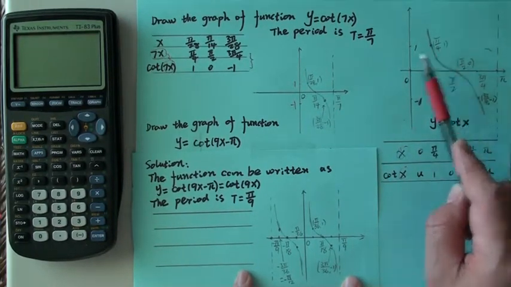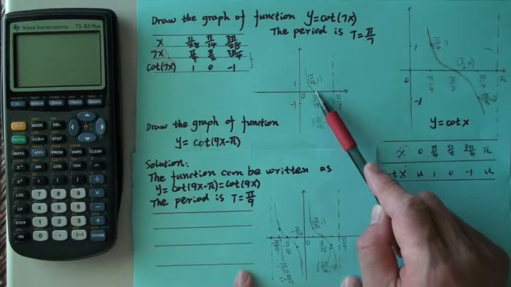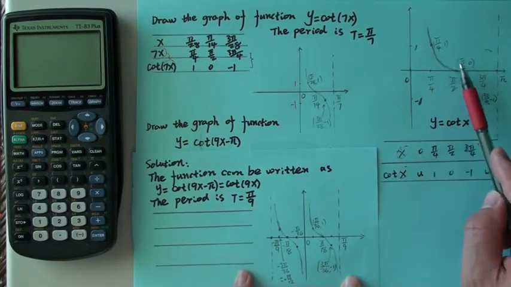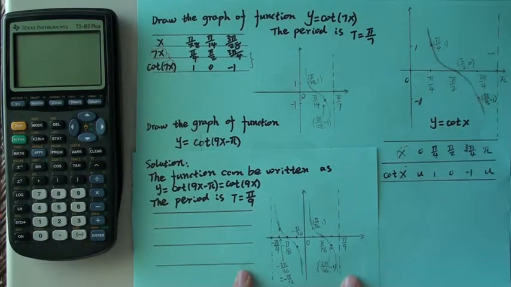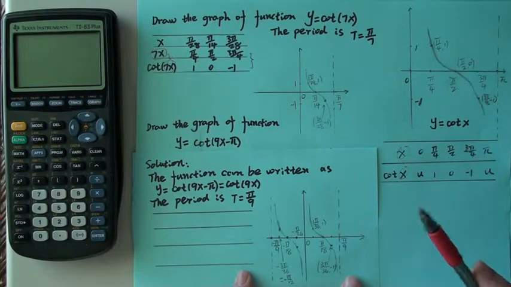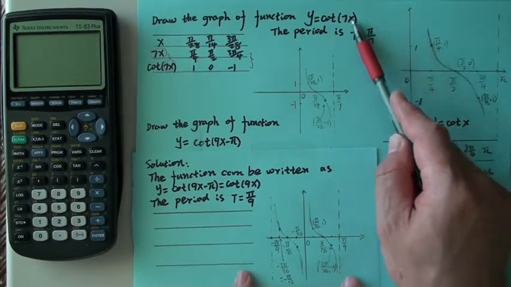You see, those three values, 1, 2, 3, 1, 2, 3: x values are different, y values are the same. That's why we said actually the period is changed.